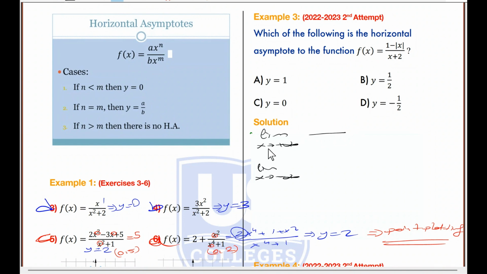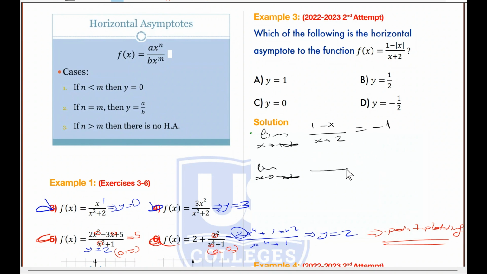Okay, when I approach x from positive infinity, then inside the absolute value is positive, so you will take out the absolute value of x as it is, so it's infinity over infinity. When you apply L'Hopital's rule, it's going to be negative 1.